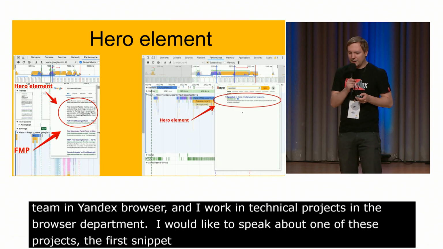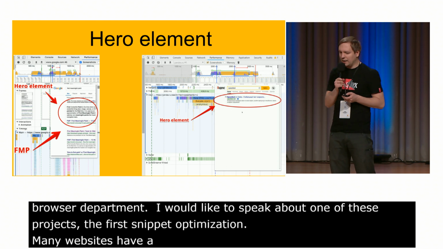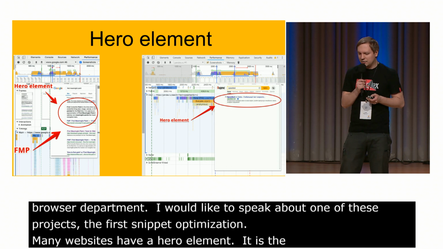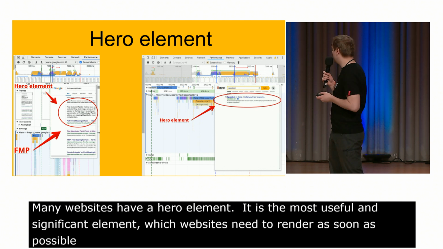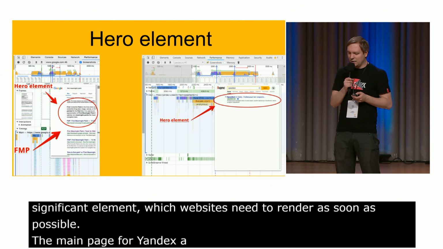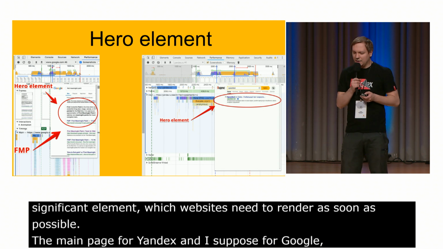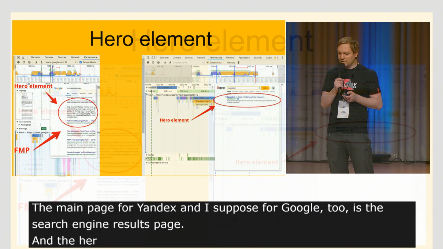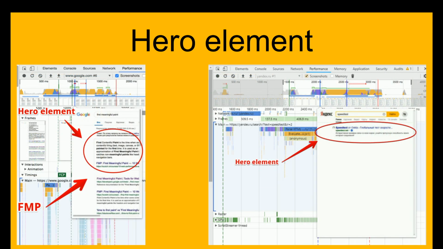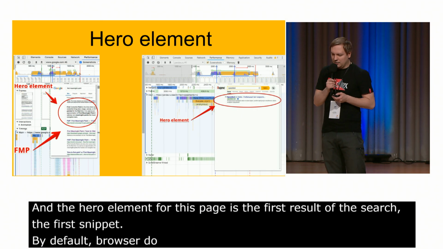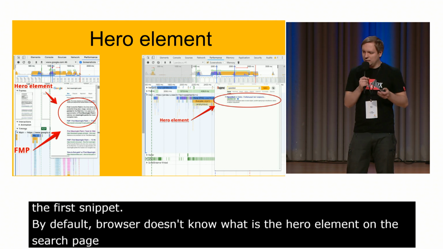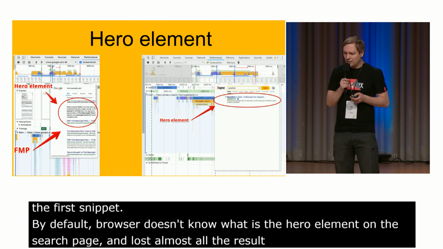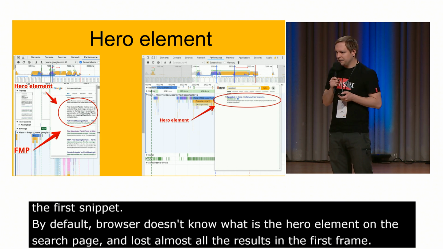Many websites have a hero element. It is the most useful and significant element which the website needs to render as soon as possible. The main page for Yandex, and I suppose for Google too, is the search engine results page. And the hero element for this page is the first result of the search, the first snippet. By default, the browser does not know what the hero element is on the search page and draws almost all results in the first frame. So the first snippet is delayed.